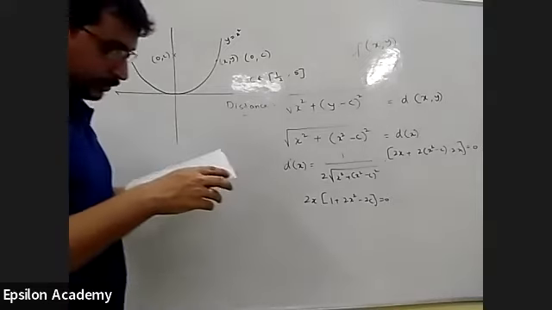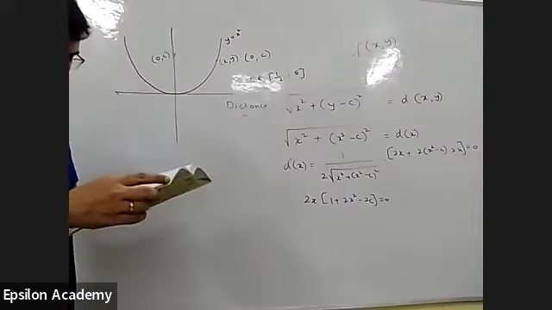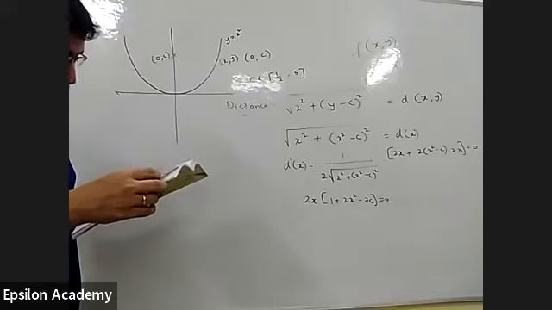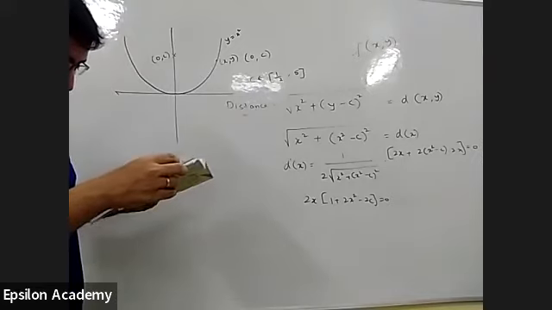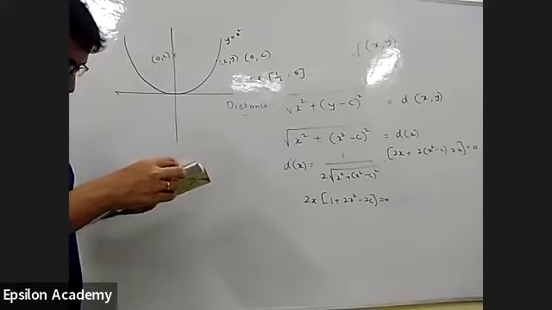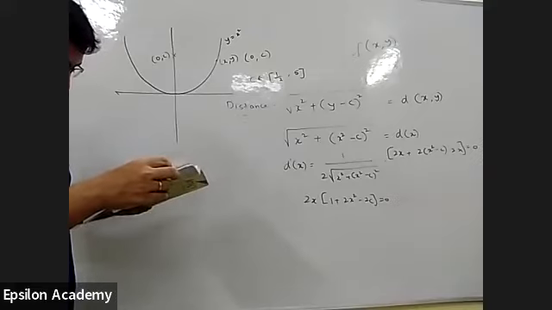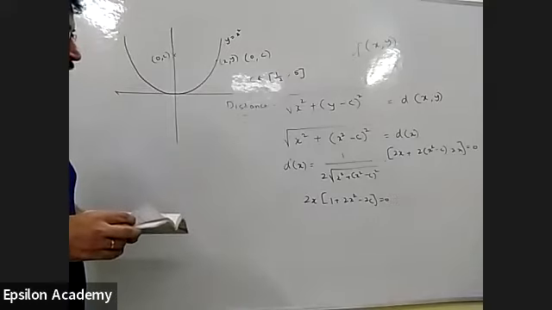Find the shortest distance of the point 0 comma c from the parabola y is equal to x square. D of k, d of k. How did they eliminate 2x?